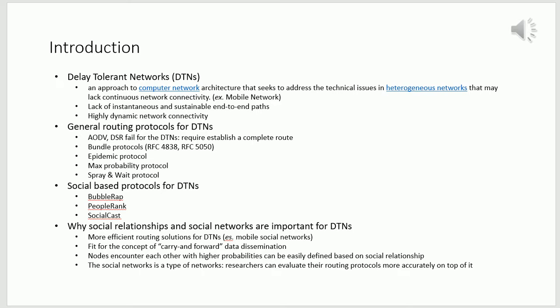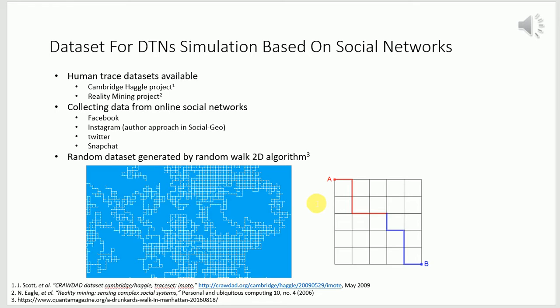The reason we chose this Social Geo paper is that the algorithm they developed is based on social relationships, and they use data integrated with social networks such as Facebook and Instagram. This is really interdisciplinary research, which combines social network data with routing algorithms to design a new type of routing protocol for DTNs. This is something very interesting that we really want to focus on.